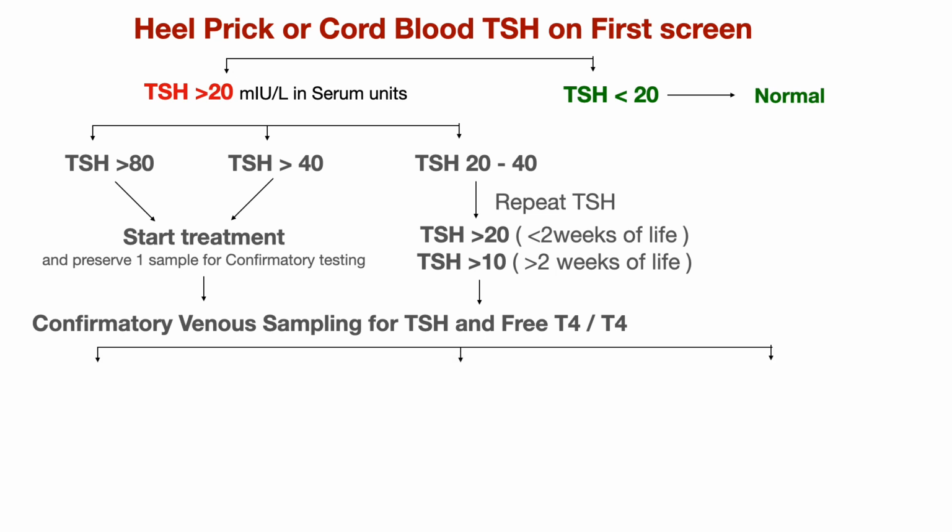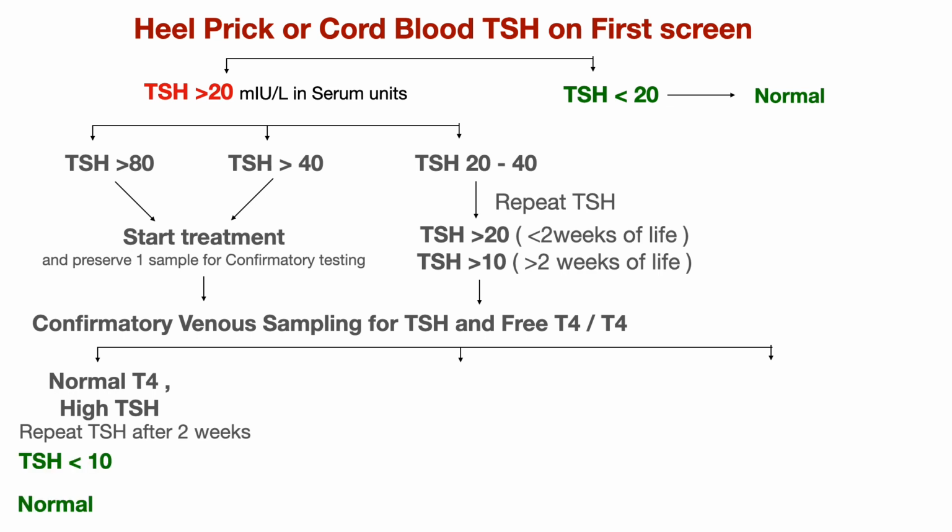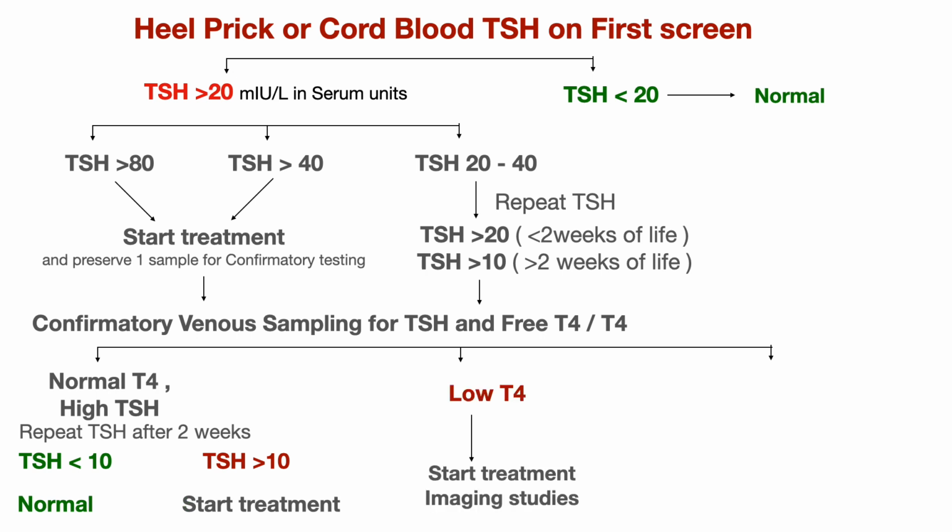Again, three results may come. If normal T4 and high TSH come, then we repeat TSH after 2 weeks. If the TSH is less than 10, then it is normal. But if it is more than 10, even after 2 weeks, then we have to start the treatment. But if at any point there is low T4, irrespective of TSH, then we straight away start the treatment and also perform imaging studies. But if there is normal T4 and normal TSH, then nothing to worry, it is normal.